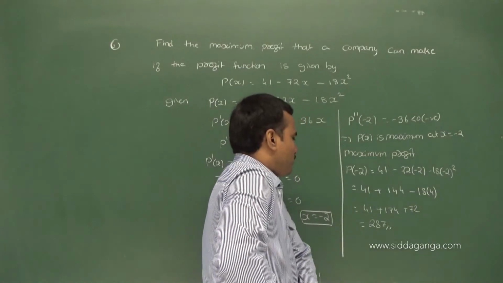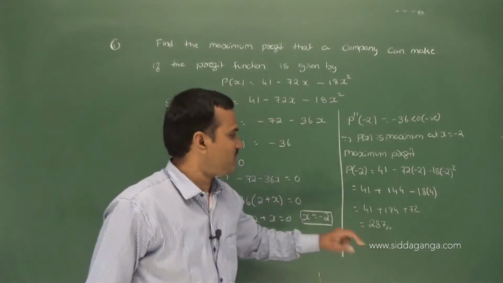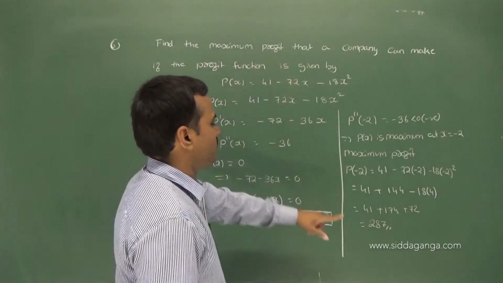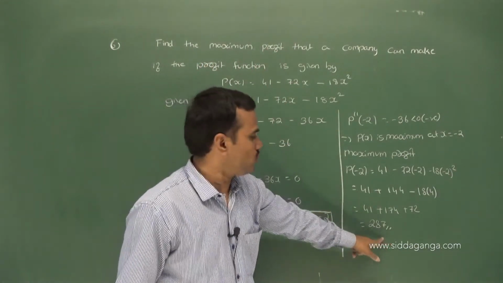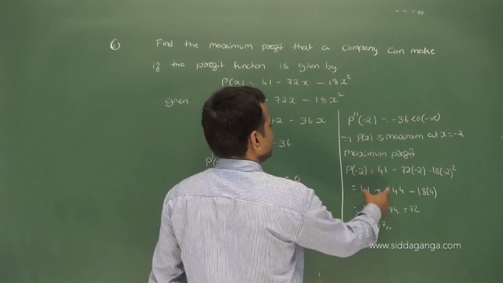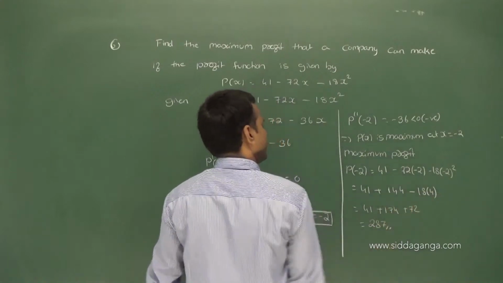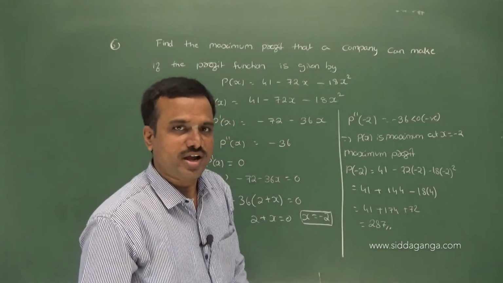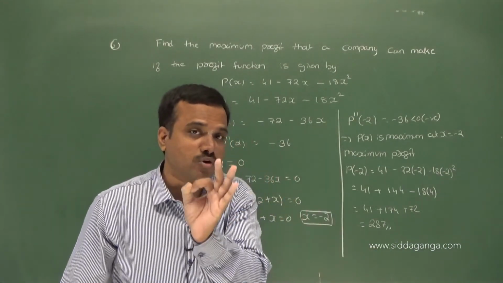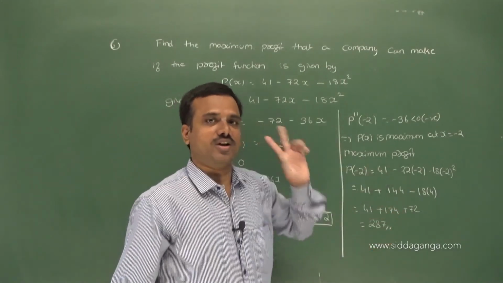So maximum profit is what? 287. I think it is clear. So the maximum profit of the company is what? 287. Once again we calculate: 41 plus, minus into minus plus, 72 into 2 is 144, minus 18 into 4, 18 into 4 is 72. Add these things. 287 is the maximum profit. Write one sentence: the maximum profit of the company is 287. Next problem.